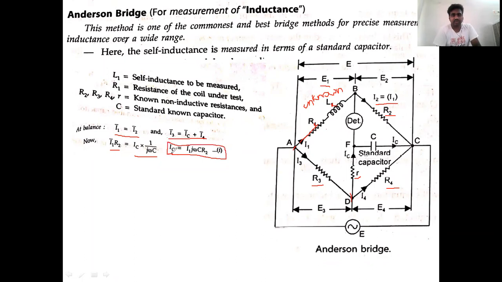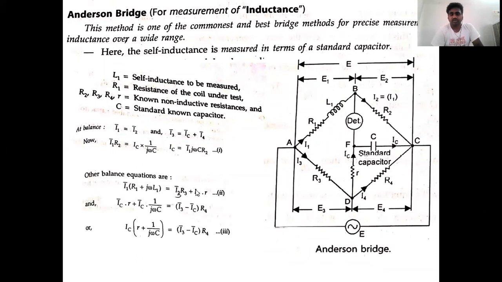This is one of the crucial points. Students, please solve along with me. I suffix C is equal to I1 into j omega C into R2. How did we calculate this expression? It is calculated with the help of the voltage drop across B to C and the voltage drop across this standard capacitor. If we go further with the calculation, what are the other balance expressions? We have seen the balance expression with respect to B to C, and we have seen the balance expression from F to C.